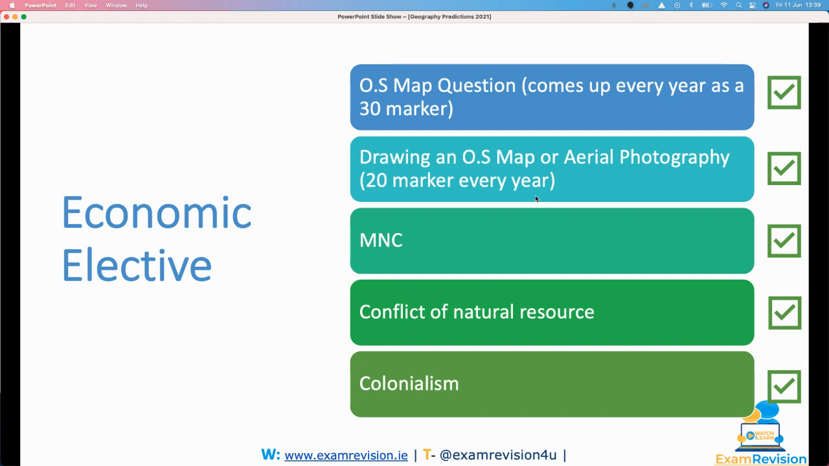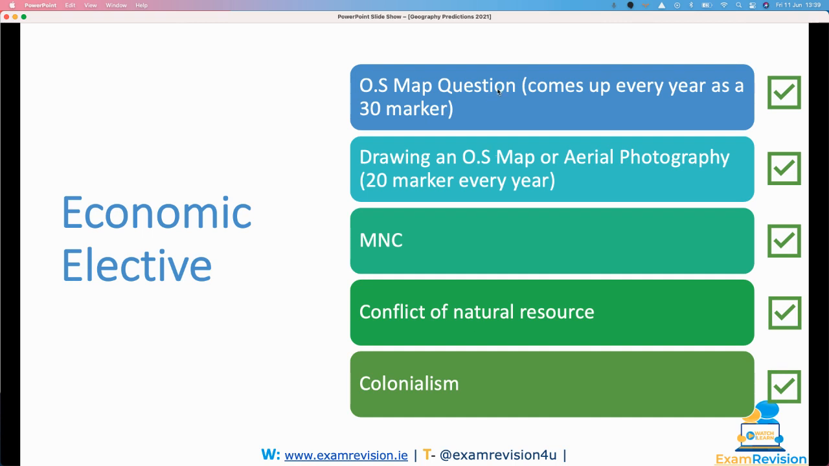Go on to the economic elective, and I couldn't believe that I got every question right for the economic elective. I was absolutely delighted to see the questions come up the way they did. And so the very first one that I said to you to make sure you know is a 30 marker that comes up every single year. And of course, that question came up in 8C.